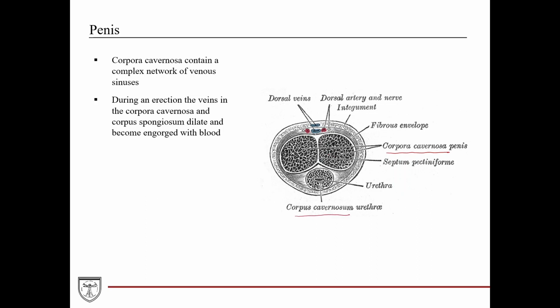The corpora cavernosa, which again, if we label this here, here's the cavernosa, these two cylinders here, here's the cavernosum here, and you can see with the urethra labeled. The cavernosa contains a complex network of venous sinuses. So although you have erectile tissue in here, the bulk of the venous sinuses that are responsible for an erection are located in this section here. And during an erection, these veins dilate, both in the cavernosa and in the spongiosum, and they become engorged with blood, and that's what gives you an erection.